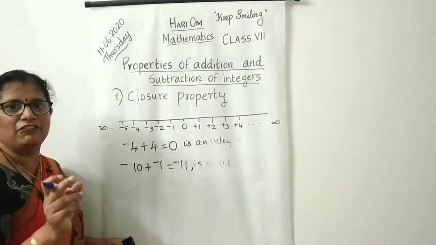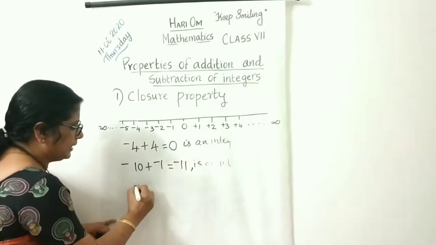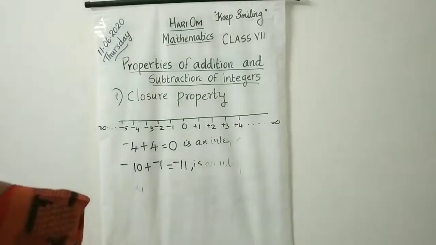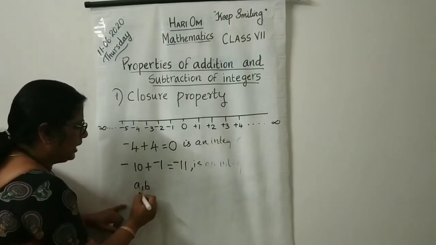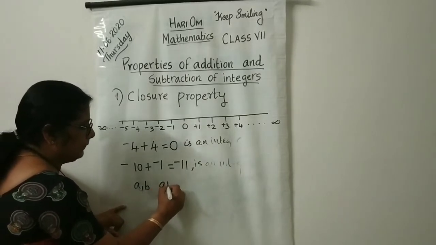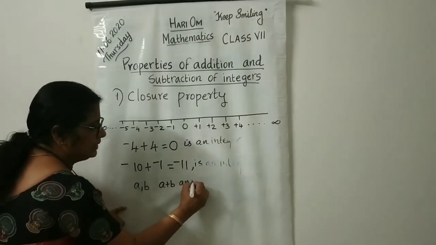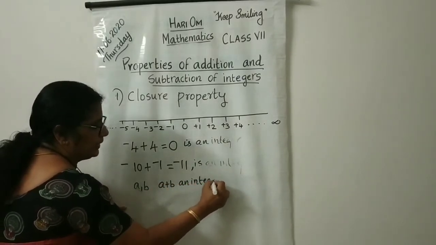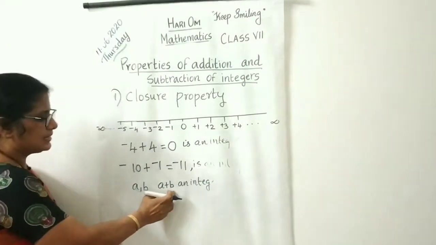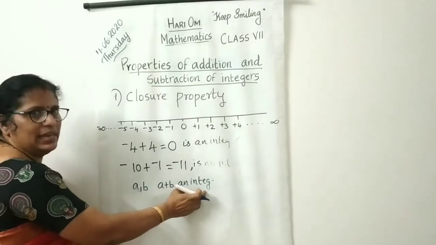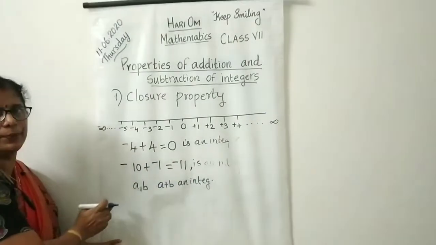That is, in general, we can tell if A and B are any two integers, then the sum A plus B is also an integer. This is the closure property.